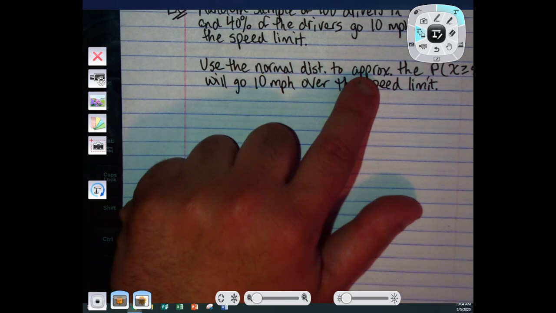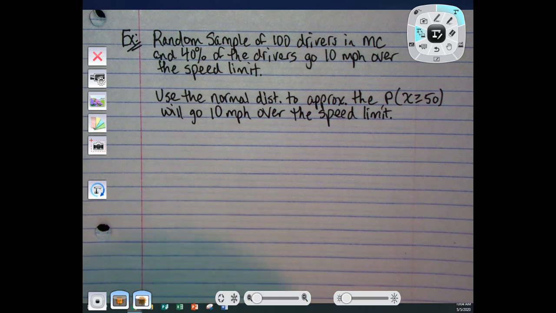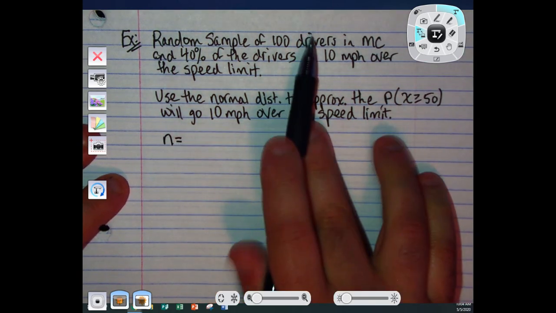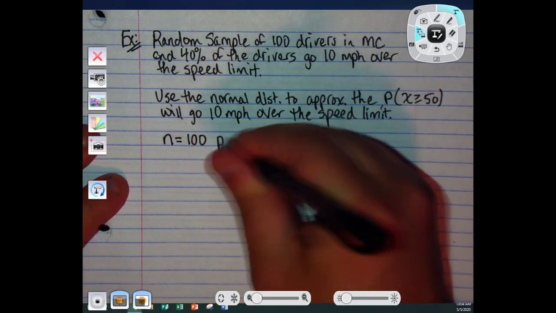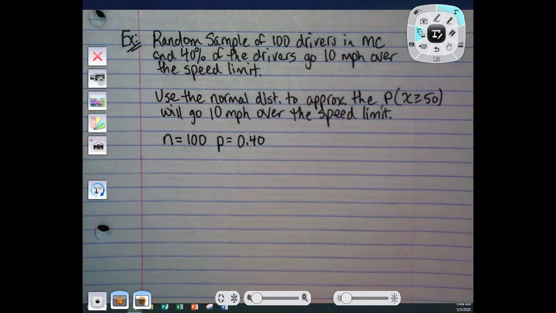Well, in order to make this happen, we need to know two things. We need to know sigma and we need to know mu. So in this case, we know that our n is 100. That's the number of trials from our sample. And we know that our probability is 0.4. We have a 40% chance of selecting a driver that goes 10 miles an hour over the speed limit.